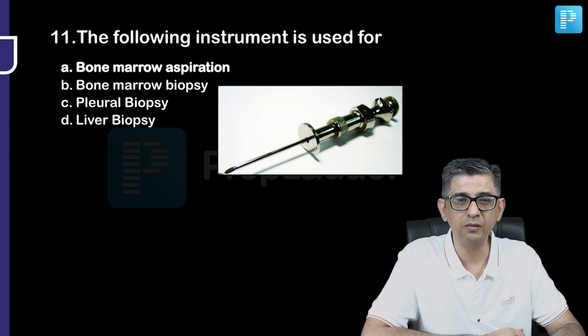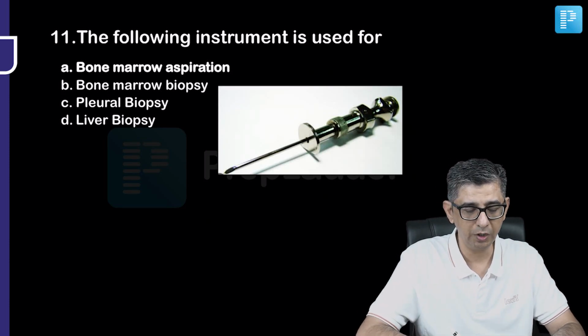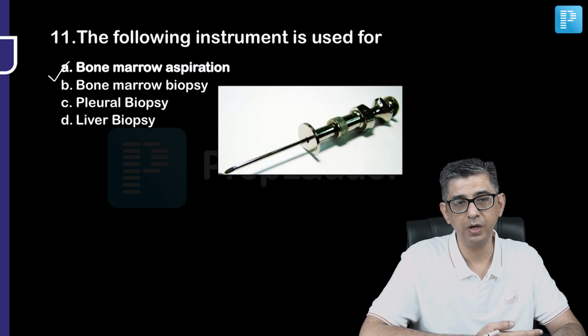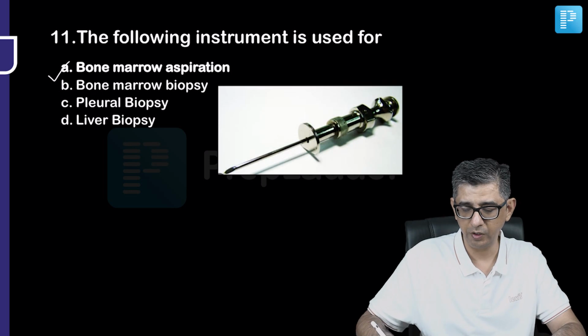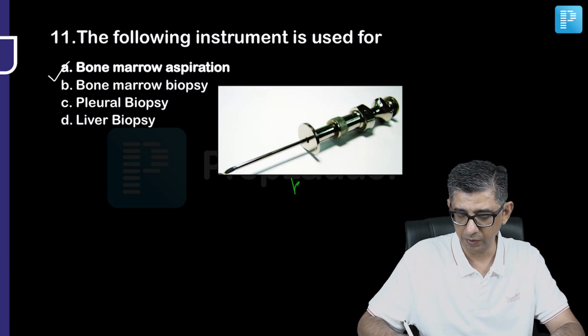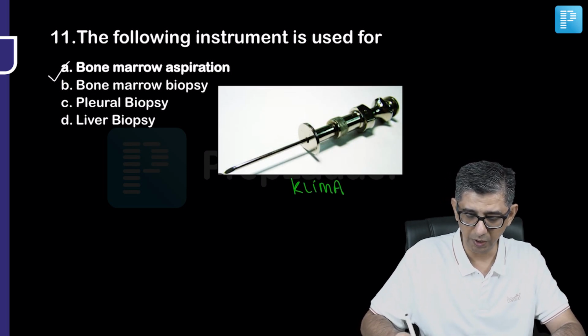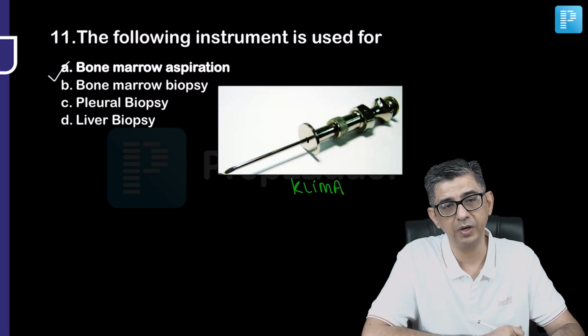This was a piece of cake. The following instrument would be used for a bone marrow aspiration. Option number A would be the answer to this question. In this image you can notice that there is no side screw present. So this would not be a Sala's needle. This would be a Klima's needle, which is used for bone marrow aspiration.